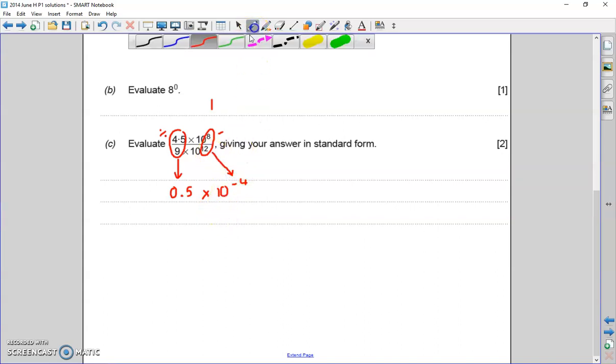Okay, that's worth nothing because you can't have 0.5 in standard form. This needs to be made bigger, 10 times bigger, so that changes to a 5. This needs to go smaller, and smaller than minus 4 is minus 5. So in standard form, there's your answer. You get no marks for this, I'm afraid. Okay, you can't have 0.5 at the front.